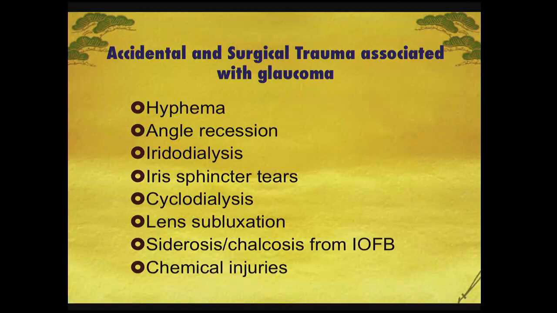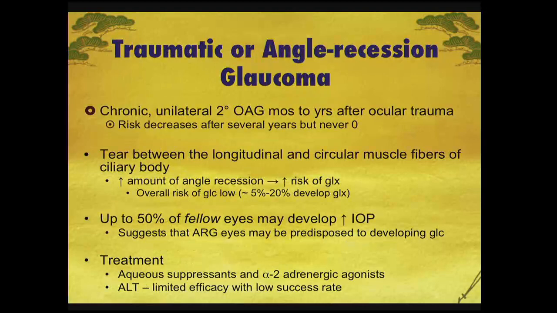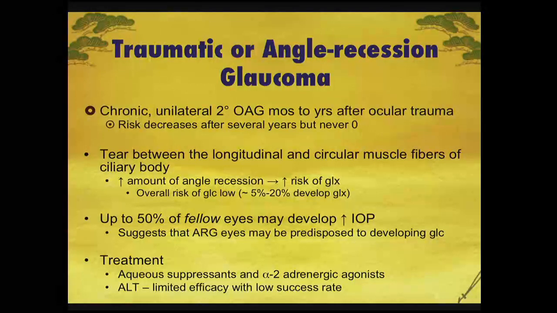Trauma can be associated with glaucoma due to hyphemas, angle recession, iridodialysis, cyclodialysis, lens problems, intraocular foreign bodies, and chemical injuries. Traumatic or angle recession glaucoma is typically a unilateral glaucoma that occurs months to years after ocular trauma. The risk is highest in the first few years after the trauma, but it never goes down to 0, so that's why we tell patients to keep coming back. It's due to a tear between the longitudinal and circular muscle fibers.